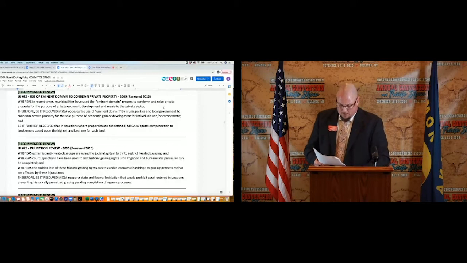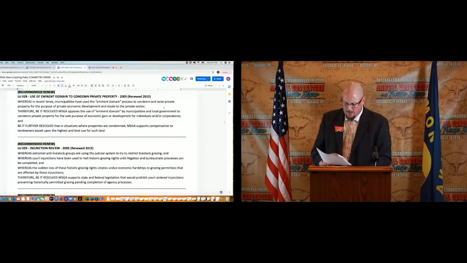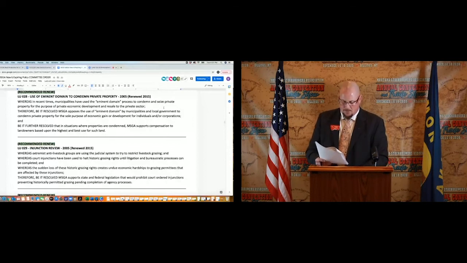We're going to start with LU 028, use of eminent domain to condemn private property. Therefore, be it resolved, MSGA opposes the use of eminent domain by municipalities and local government to condemn private property for the sole purpose of economic gain or development for individuals and or corporations. And be it further resolved that in situations where properties are condemned, MSGA supports compensation to landowners based on highest and best use for such land.